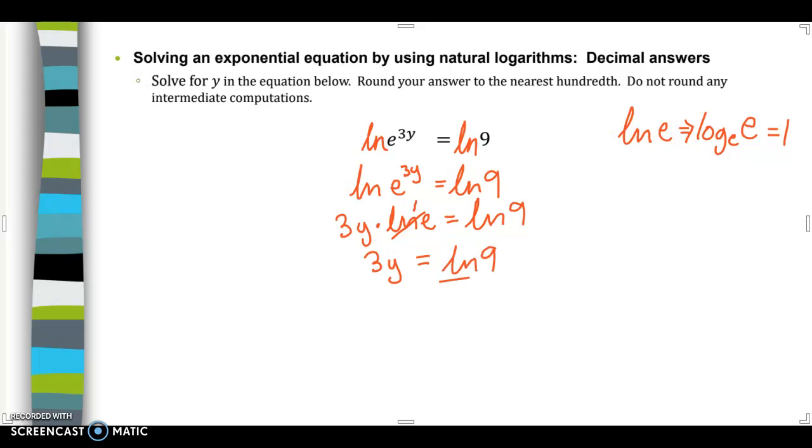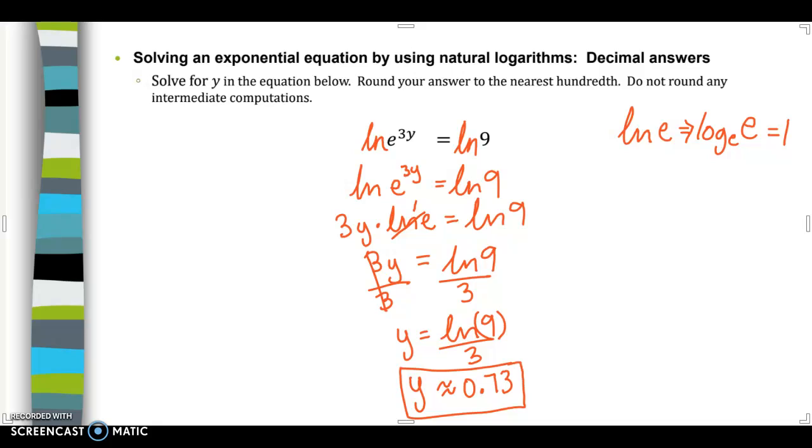So if that is equal to 1, then we get 3y times 1, which is just 3y, equals the natural log of 9. Now, to get y by itself, we can divide by 3. And we get y equals the natural log of 9 divided by 3. Now, it's not 9 divided by 3, so it ends up being the natural log of 3, right? This 9 is inside the natural log, and we cannot divide that 3 out. But once we use our calculator to approximate this, we'll get approximately 0.73. Okay, so just make sure you're not doing the dividing and then taking the natural log of 3. That won't give you the right answer.